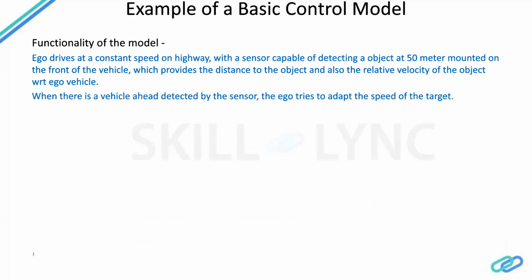So my ego vehicle drives at a particular speed on the highway, and I have a sensor mounted at the front grille of my vehicle, and it is capable of detecting an object at a maximum range of 50 meters. This sensor will provide me information such as the relative velocity of the object and also the distance to the object. Once I have this information, I will check the speed at which the traffic is driving ahead of me, and I will adapt to that speed.